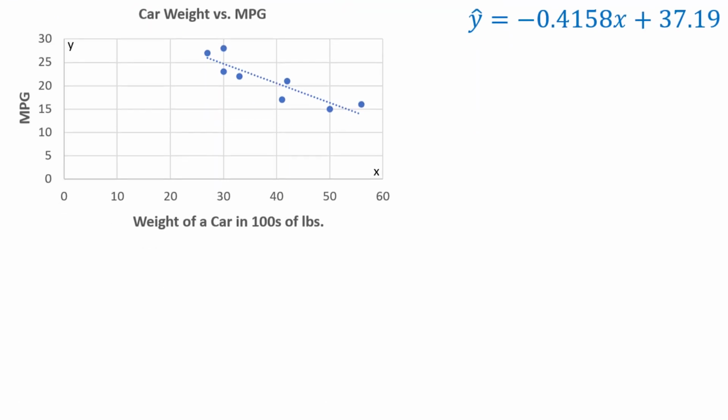Let's look at another slightly different example. Here we have the weight in pounds and the miles per gallon of a car. This is not a perfect relationship, so we have the line of best fit created through linear regression. The equation of the line is y hat equals negative 0.4158x plus 37.19. We use y hat and not just y, as the line is a prediction for y and won't find y exactly. Let's answer a few questions.